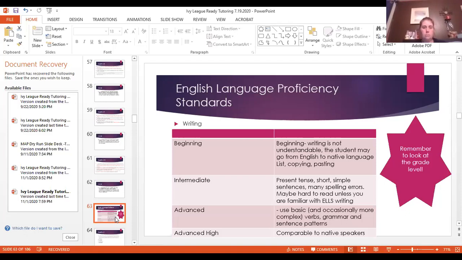Is this advanced high for second grade? Is this advanced high for fourth grade, right? Because if this is what fourth graders typically write like, then it goes from intermediate to advanced high. So you want to make sure you look at the grade level. I hope I'm making sense. Let me know.